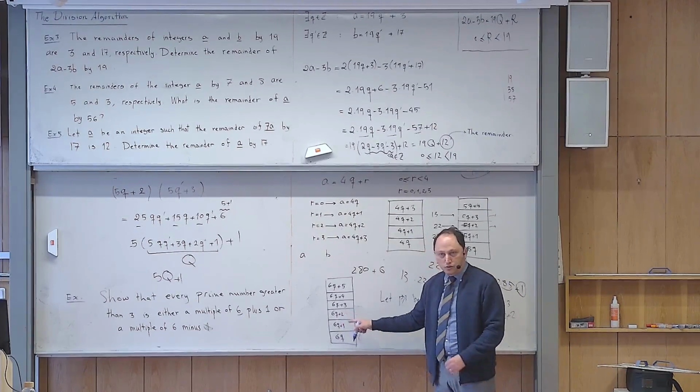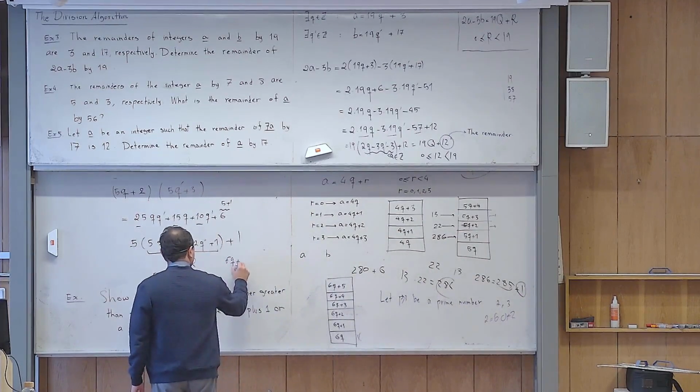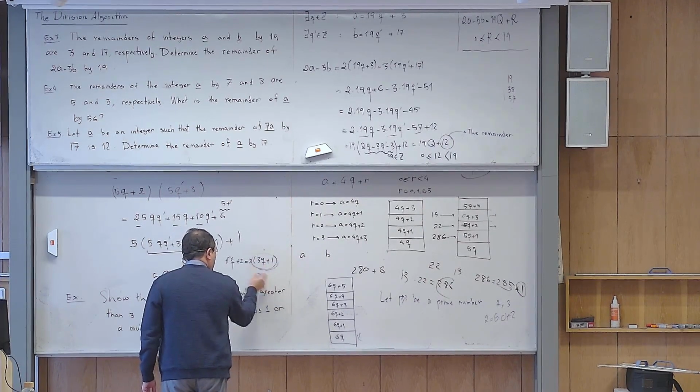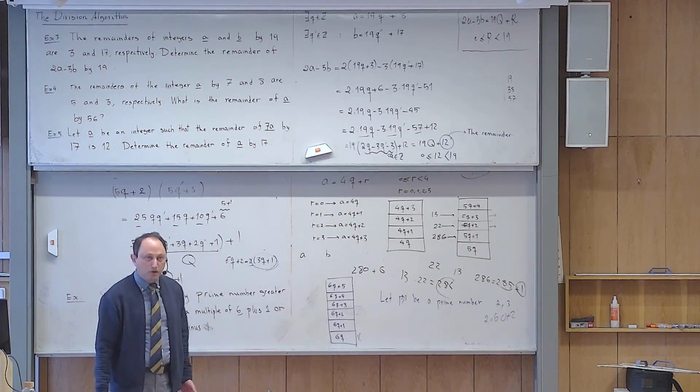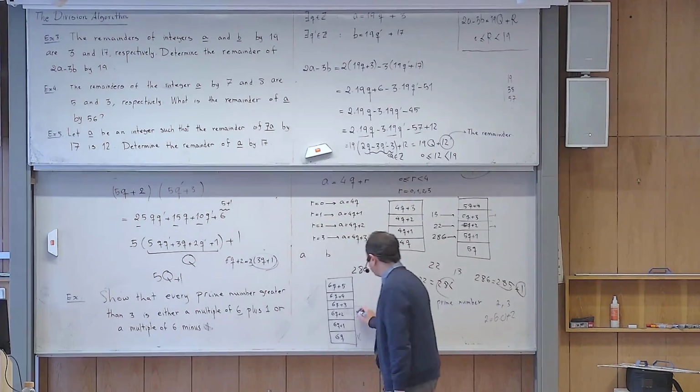Because 6q plus 2 is a multiple of 2. If I factor 2 out, it is 2 times (3q plus 1). So it is a multiple of 2. So a prime number cannot be a multiple of 2 if it is greater than 3. So this cannot live here.